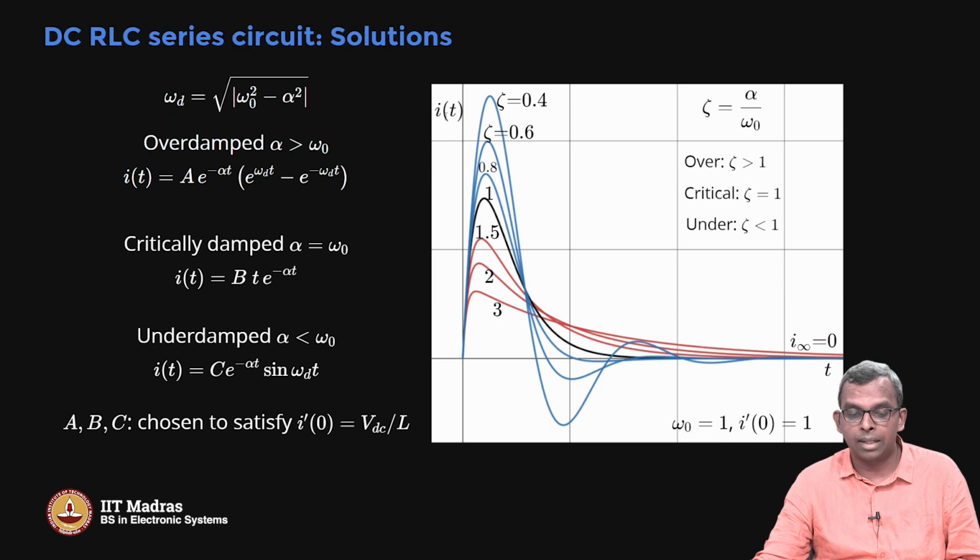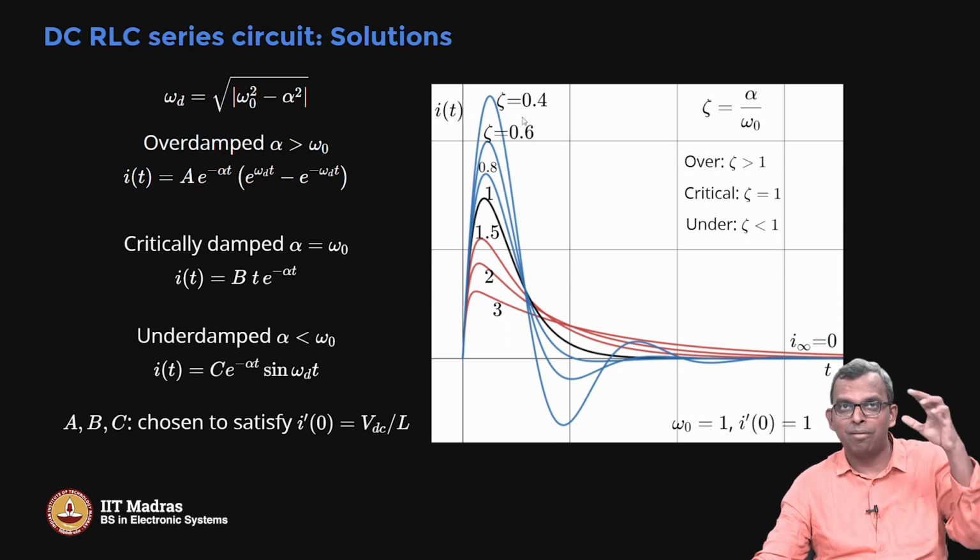What I plotted here is I of t for different ranges of zeta. Let us begin with zeta less than 1, 0.4, and you see that causes oscillations. You see the sine wave, but the sine wave is multiplied by e power minus alpha t. So there is one e power minus alpha t which will multiply this, so the sine wave will attenuate.